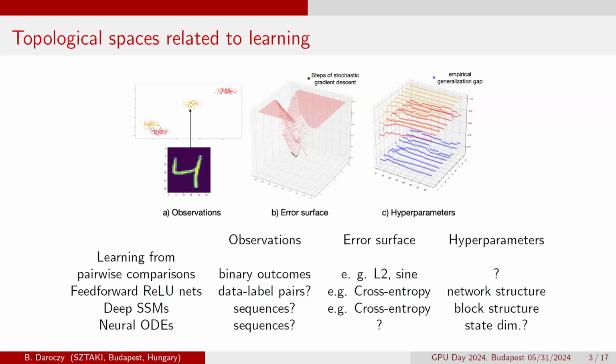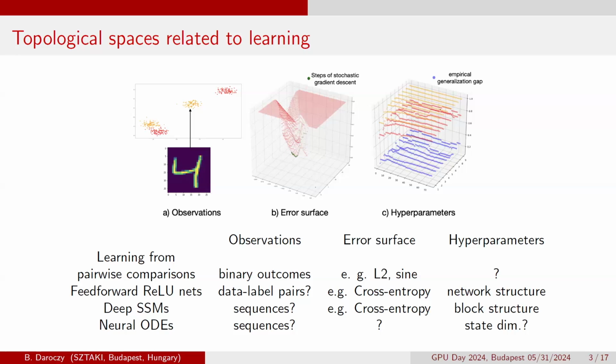But for different problems, we have different kinds of observations, error surfaces, and hyperparameters. Like learning from pairwise comparisons, it seems a simple problem. It turned out that it's a very complex problem because there are a lot of things which are hard to prove. But the observations are just binary outcomes. We have a graph, an underlying graph. The error surface could be a simple L2 loss or something like that.